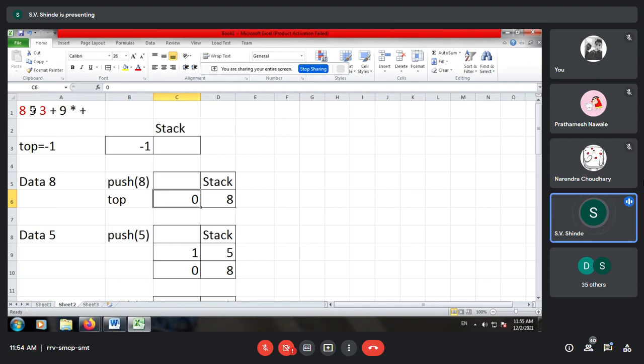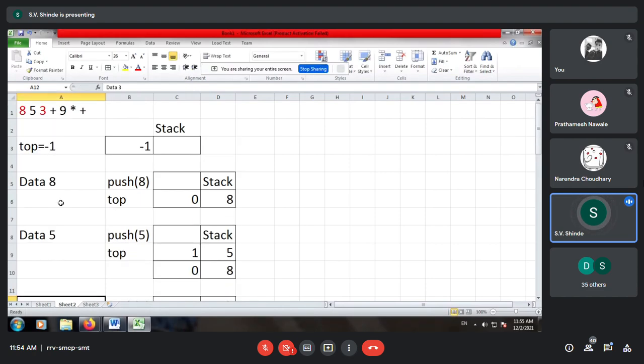The second element after 8 is nothing but 5. So we get data as 5 and we push the content 5 onto the stack. You can see it is updated. So it is last in first out. So 5 is updated at position 1. So over here the top will be incremented to 1 from 0.